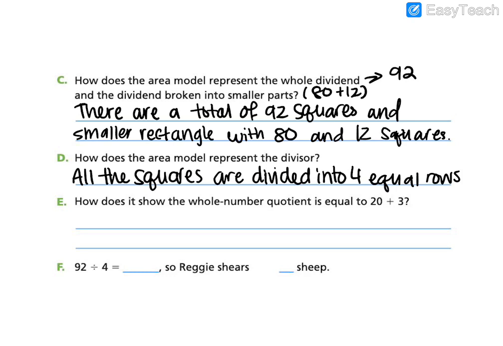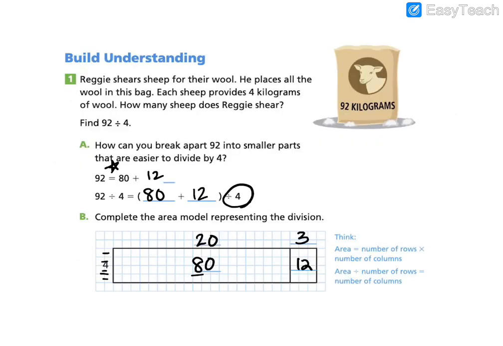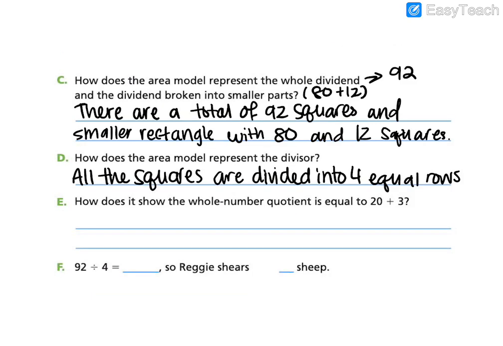And then finally, how does it show the whole number quotient is equal to 20 plus 3? Well, just like we have 4 rows, we have 23 total columns, right? So the number of columns is our whole number quotient.